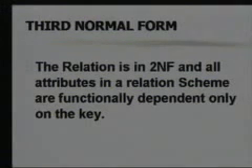What is third normal form? Third normal form is defined as: a relation should be in 2NF and all attributes in a relation scheme are functionally dependent only on the key. So what constraint are we adding here? One more constraint: it should be dependent only on the key attributes, and only then will it be 3NF. Obviously, we are moving from 2NF to 3NF for the same reasons, that is, insertion and deletion anomalies and the data redundancy problem.